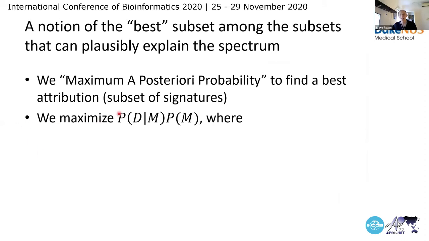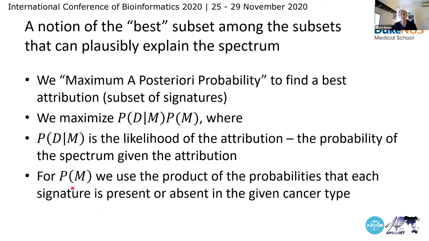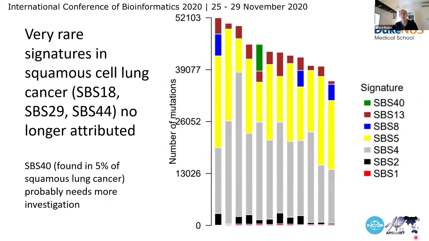And so we're going to maximize the probability of the data, the spectrum, given the model, and the model is the attribution times the probability of the attributions, where again, the probability of the data given the model is the likelihood of the attribution, the probability of the spectrum given the attribution. And for the probability of the model, we're going to use the product of the probabilities that each signature is present or absent in the given cancer type. And when we do that, we actually get a very plausible result.